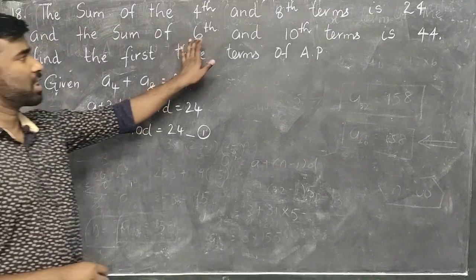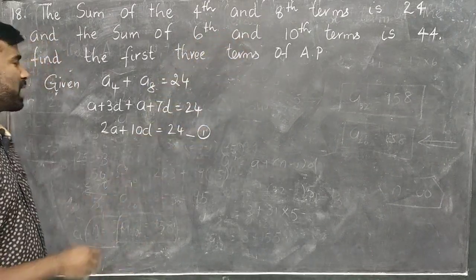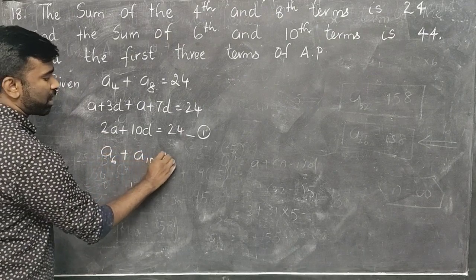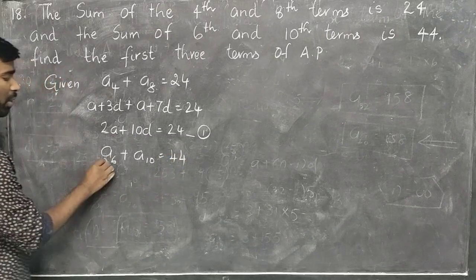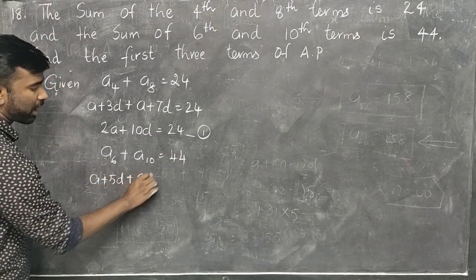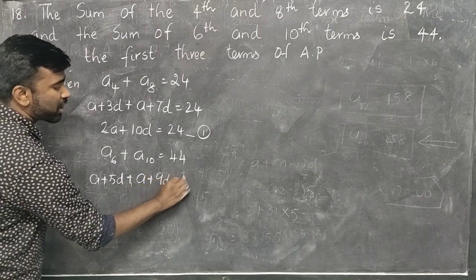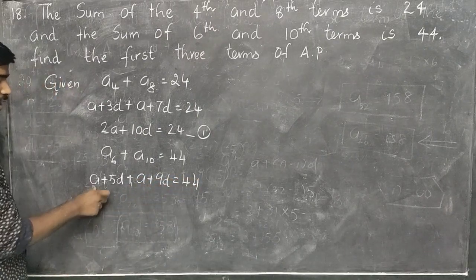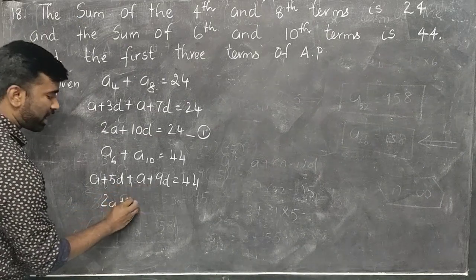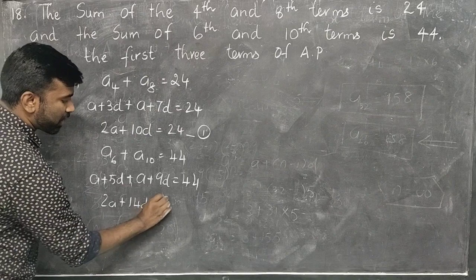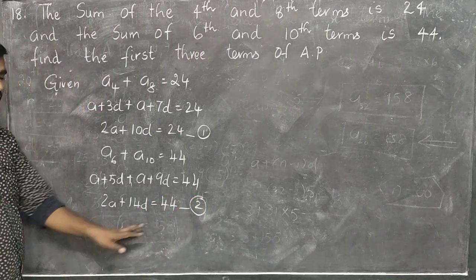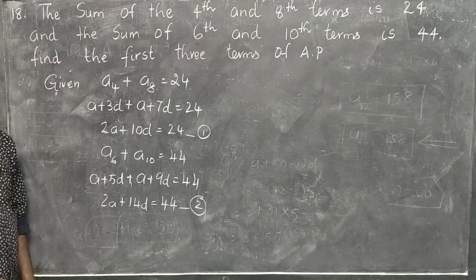Now what is the next condition? The sum of the 6th and 10th terms is 44. That is A6 plus A10 equals 44. What is A6? A plus 5D. What is A10? A plus 9D, which is equal to 44. A plus A is 2A, 5D plus 9D is 14D, which is equal to 44. Consider this as equation 2.